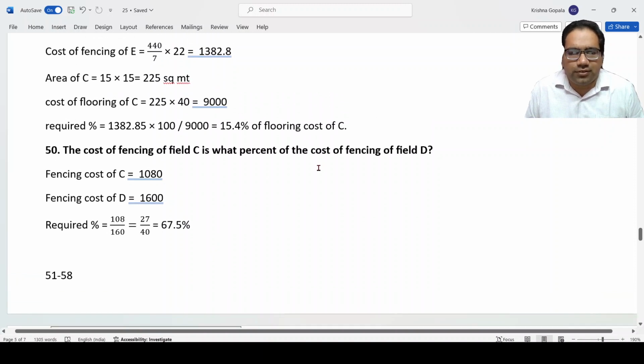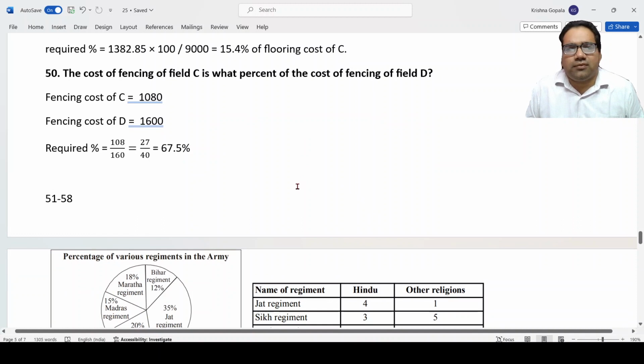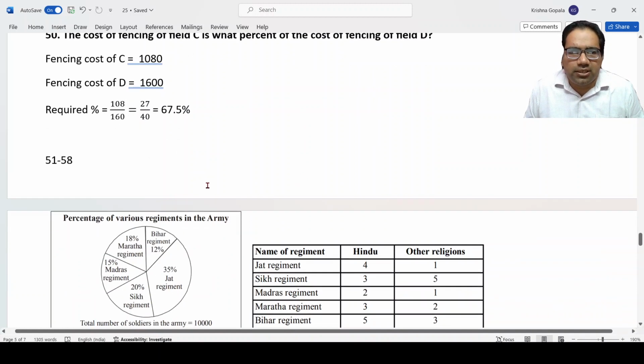Okay. All these 5 questions within 5 minutes, we have finished, right? Let's get to the next set of 8 questions. These are also data interpretation questions. Okay, data interpretation is very important. These are really easy questions. We just need to understand what is the data and do some bit of calculations.